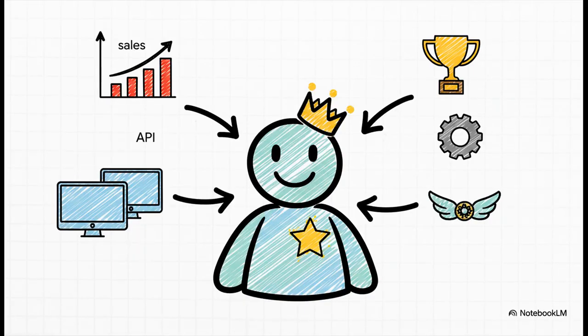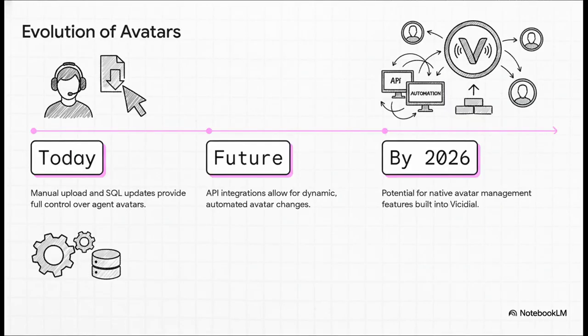And this is where things get really exciting. Just imagine avatars that change automatically based on performance. An agent crushes their weekly sales target, bam, their avatar gets a gold star. This kind of thing is totally possible by using API integrations to create dynamic, data-driven visual feedback right there in the dashboard.